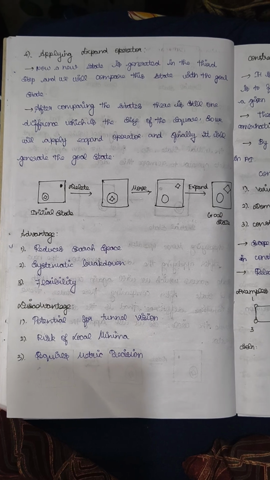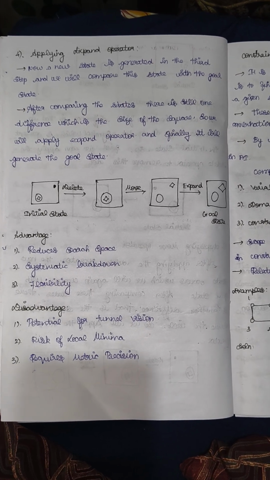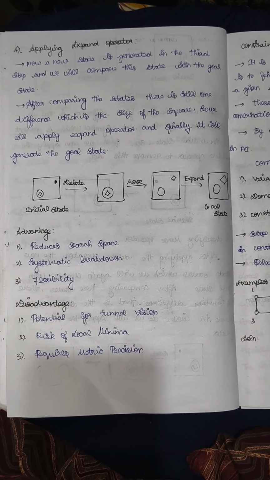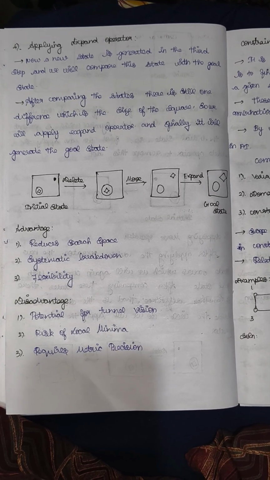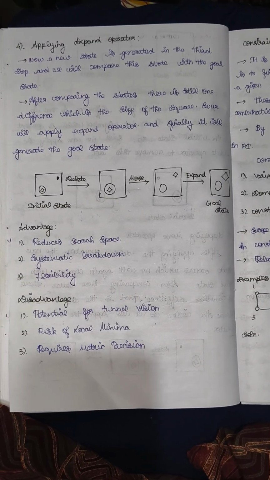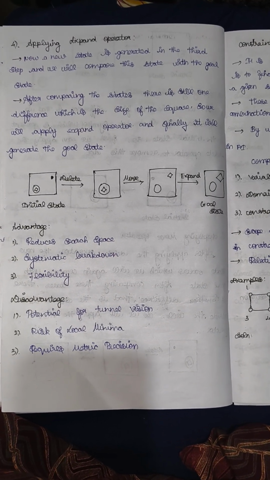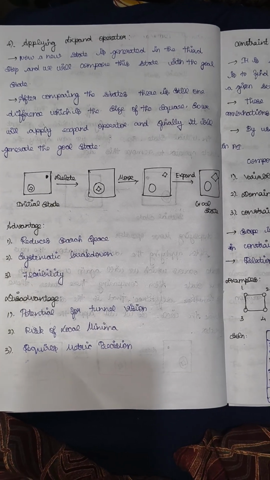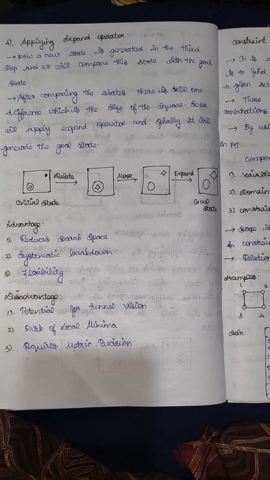The advantages of this are that it reduces the search space, gives a systematic breakdown, and offers flexibility. The disadvantages are the potential for tunnel vision, the risk of local minima, and that it requires metric precision. These are the major disadvantages of this approach. It is one of the easier algorithms, and with the operators we can easily solve the problems.